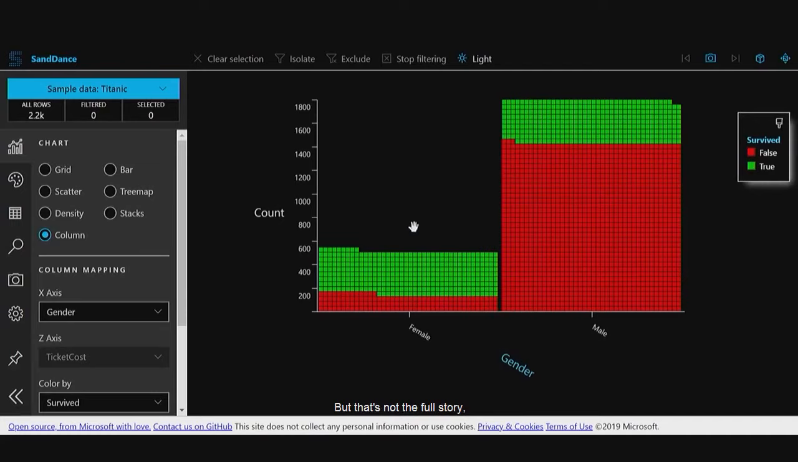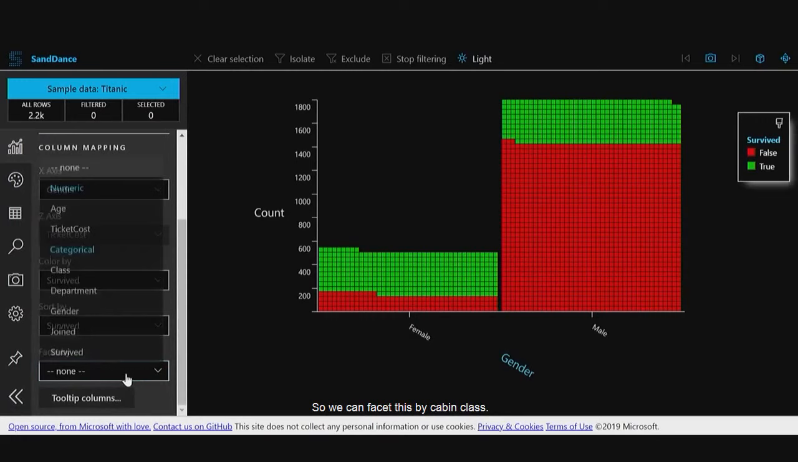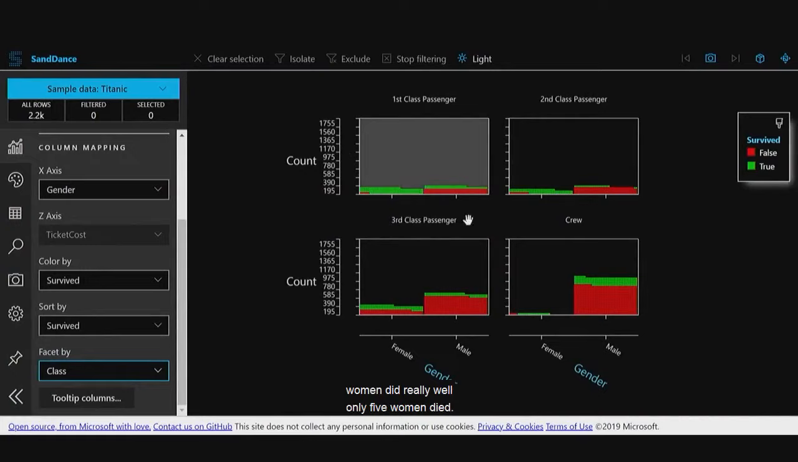If we break this out by cabin class, so we can facet this by cabin class, we can see that in first class, women did really well. Only 5 women died. In second class, they did pretty well. A few more died. But in third class, about half the women died. Now, that is pretty daunting. It helped to be a first-class female, but if you're a third-class female, you didn't do that well. You still did much, much better than the men.